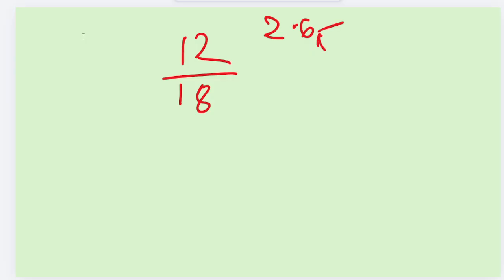Let's take the same problem from earlier, which is 12 over 18, right? And let's use prime factorization this time. If we break down 12 into its prime factors, we're gonna get 2 times 6. Actually, no. But we can see here that 6 can be broken down even more. So we're gonna get 2, and then 6 can be broken down into 2 times 3. So we're gonna get 2 times 2 times 3. Let me put that here. 2 times 2 times 3.